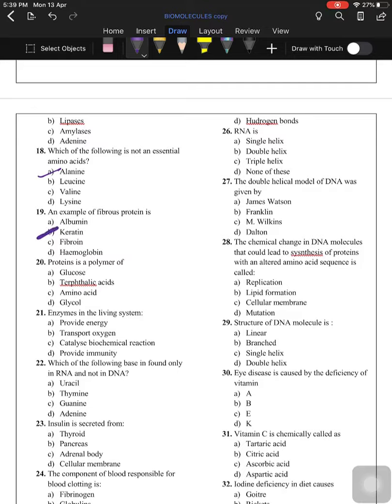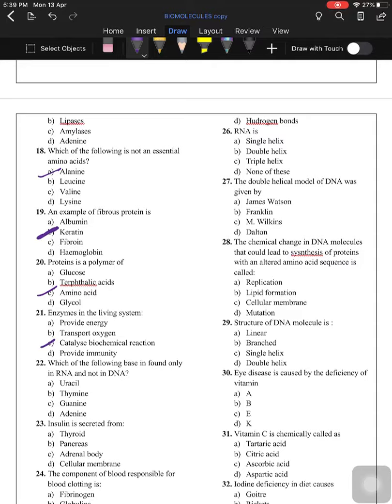Moving on to the 20th question, protein is a polymer of. Already I told protein is a polymer of amino acid. For 20th question, option C would have been the right one. 21st one, enzymes in the living system. What do they do actually? You know, enzymes catalyze many biochemical reactions. Therefore, for 21st question, option C would have been the right one.